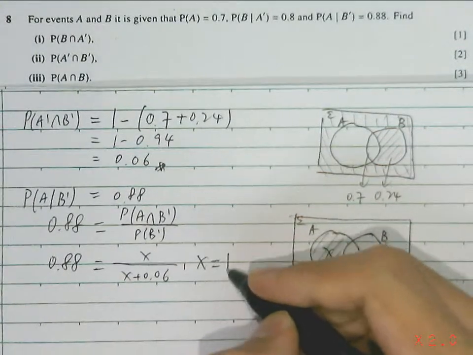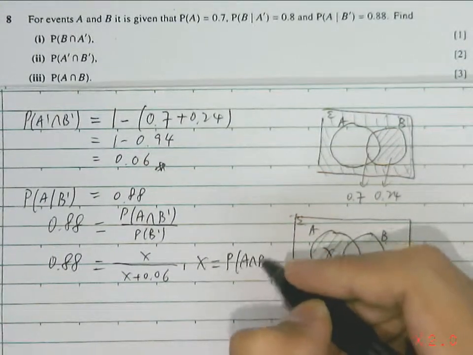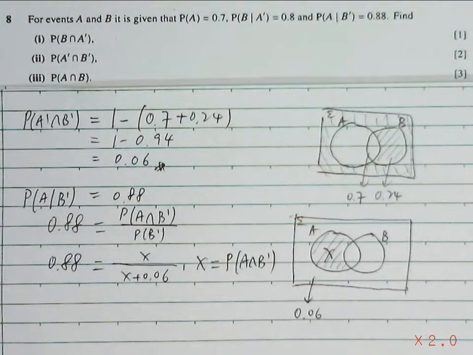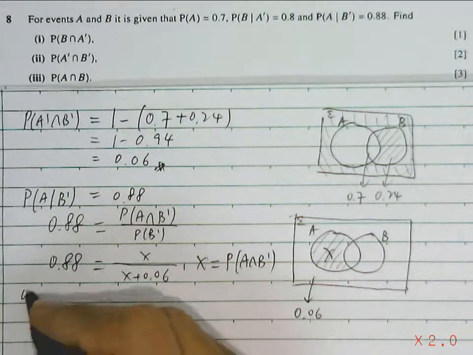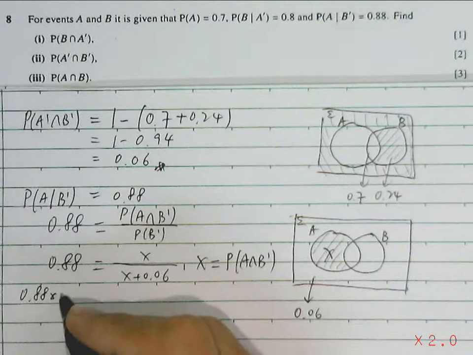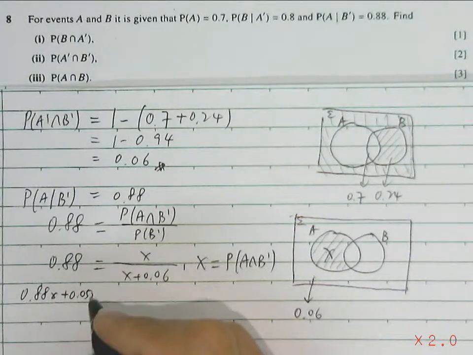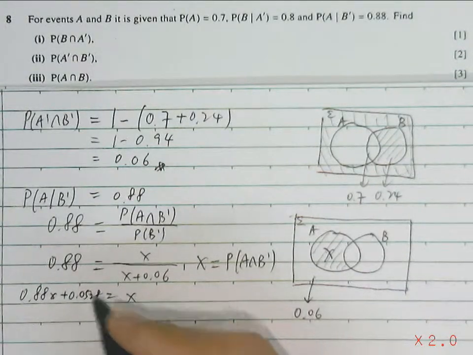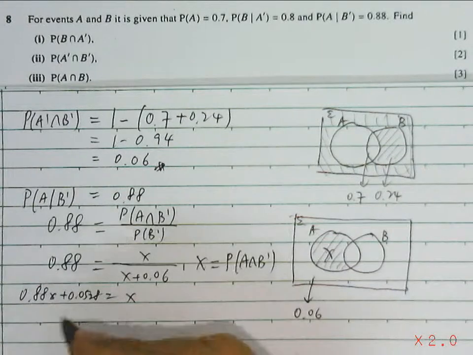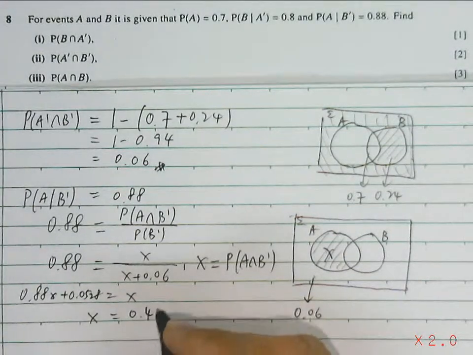So I'll just write here that x equals the probability of A intersect B complement. So from here we can solve for x. We have 0.88x plus 0.0528 equals x. Okay, solving for x, we'll have x equals 0.44.